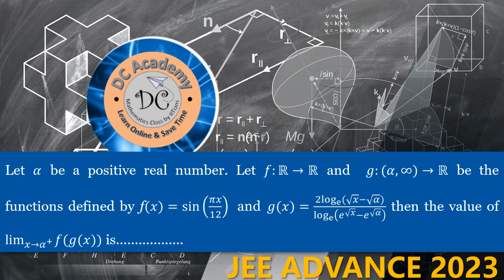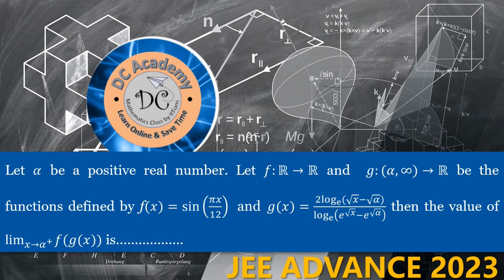Hi, in this video, we're going to solve a particular problem which appeared in JEE Advanced 2023. So let's go ahead and understand the problem statement. Here, alpha is a positive number and we are given two functions f and g as defined in front of your screen. Now we need to find the limit as x tends to alpha plus, that means the right limit of the function f of g(x).